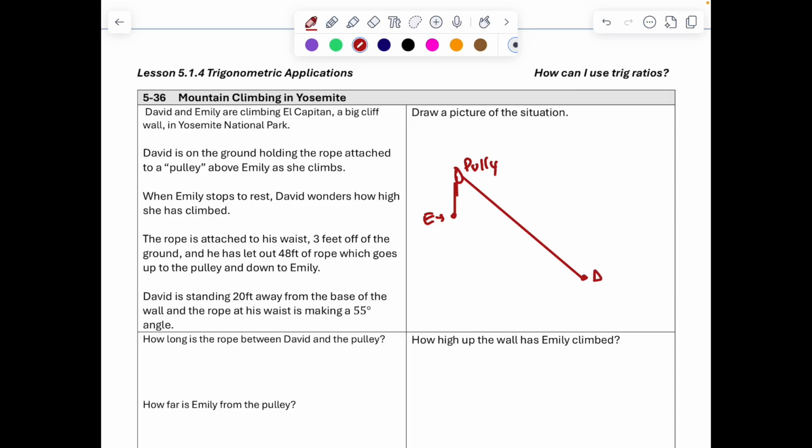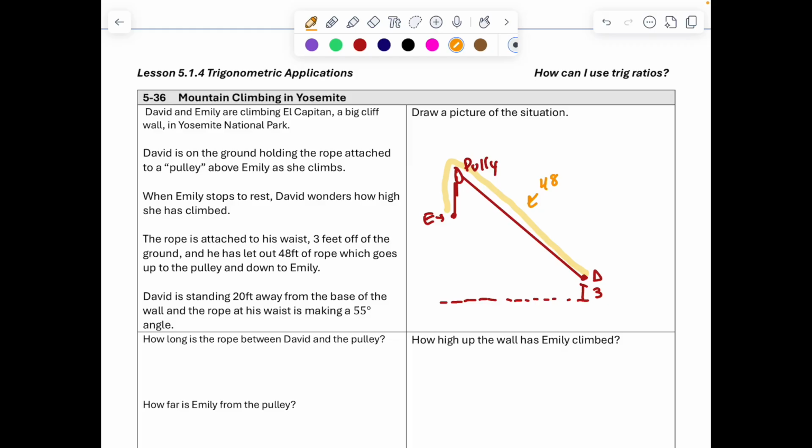And then when Emily stops to rest, David is wondering how high she has climbed. The rope is attached to his waist, which is 3 feet above the ground. So here's the ground right here. And he has let out 48 feet of rope. So from like here to here, that's 48 feet of rope.